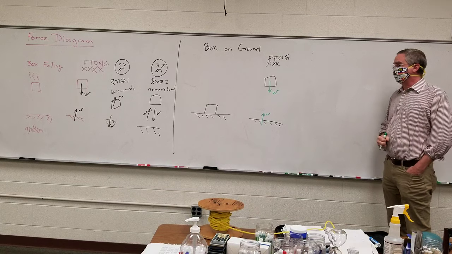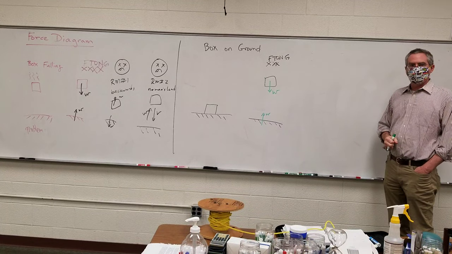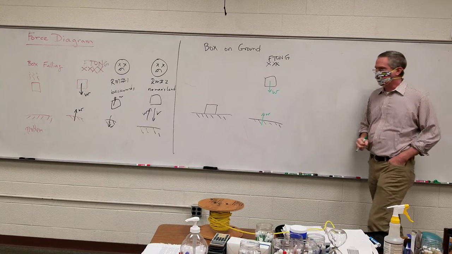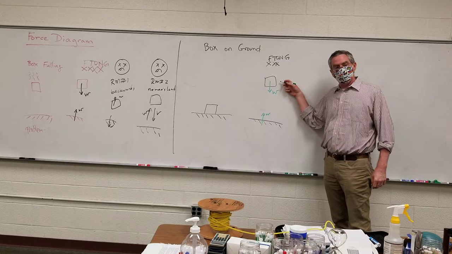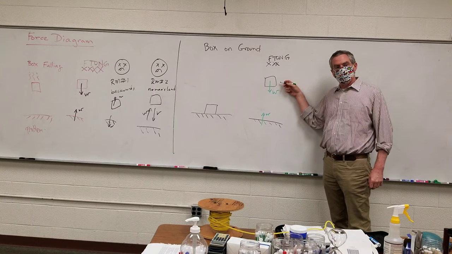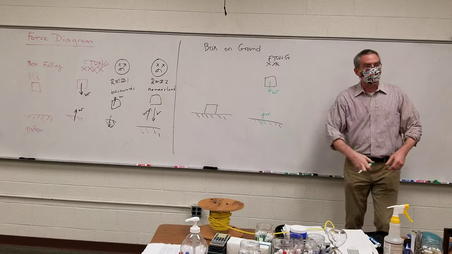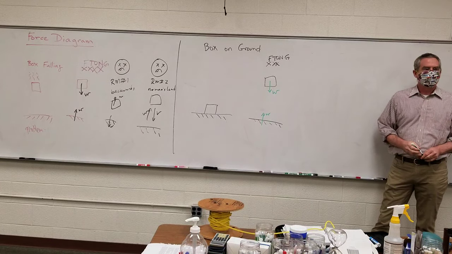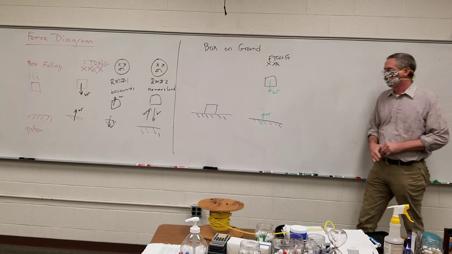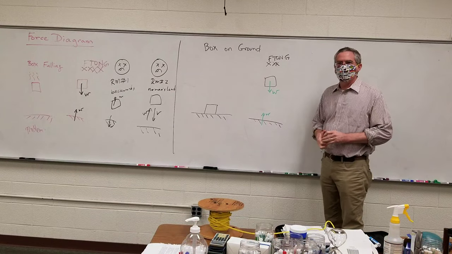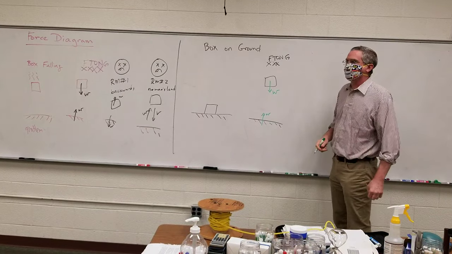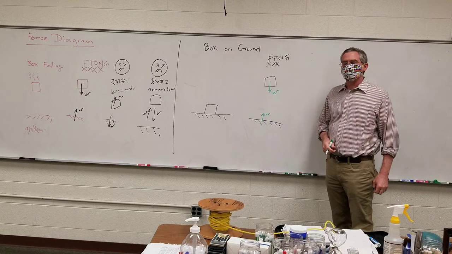And now normal force. It's up and down as well. On the box, which way is it? It's up on the box. Yeah, up, because the forces need to be balanced out. You've got these two pulling towards each other, so you need some pulling opposite.